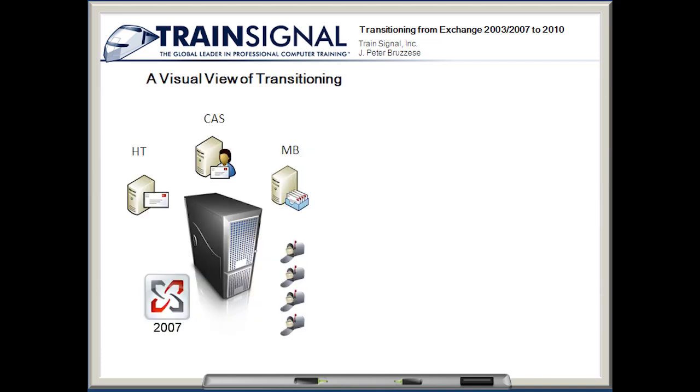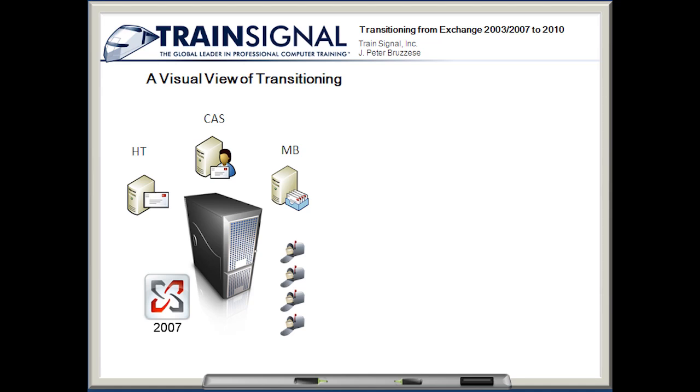Okay, so let's take a step back and look at this visually in terms of what we're actually doing when we perform a transition. For starters, you see here we have a typical Exchange 2007 organization. It's typical because it includes the hub transport, client access server, and mailbox role. You know it's Exchange 2007 because it has the little logo for Exchange 2007 there.